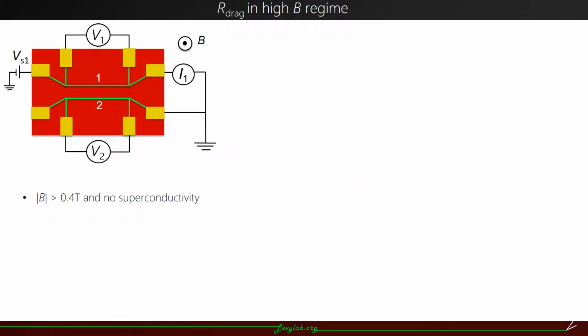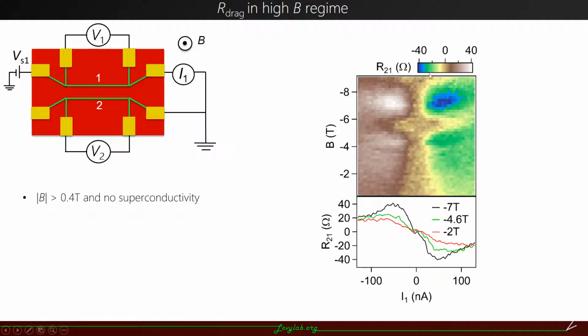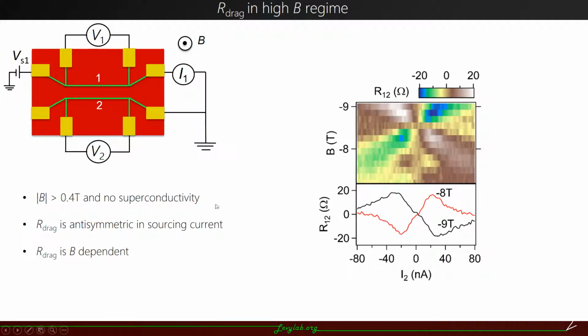First, we show some typical drag resistance data. We started with the high magnetic field regime, where the magnitude of the magnetic field is larger than 0.4 Tesla and the nanowires are not superconducting. The magnetic field is applied perpendicular to the interface. On the right is the typical drag resistance as a function of magnetic field and sourcing current. You can see the drag resistance is antisymmetric in sourcing current, and it's magnetic field dependent. In some cases, the magnetic field dependence can be so strong that the drag resistance can change sign at different magnetic fields.